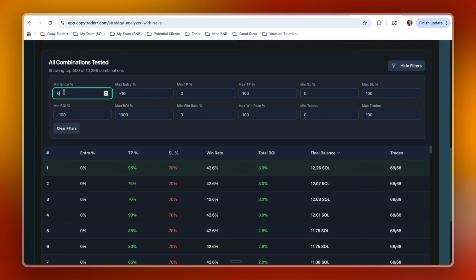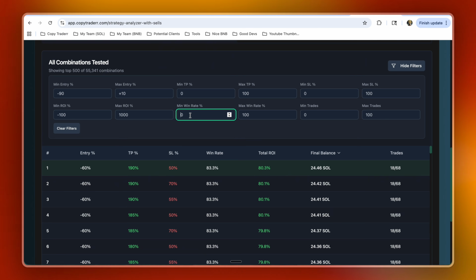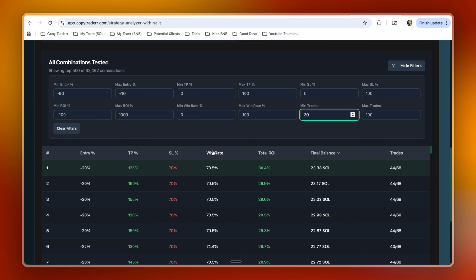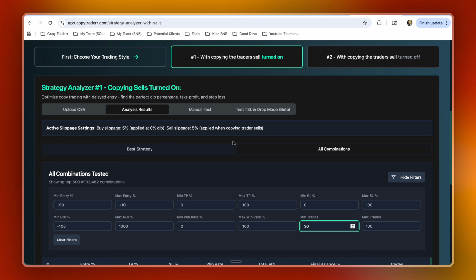So once you get to the screen, you can pretty much find any strategy. You can have a minimum win rate, a minimum amount of trades that you want to get in, and you can pick the best, safest strategy for you. You can run that through a manual test. You can see the cumulative chart, what it looks like for that strategy, and then you can choose one.